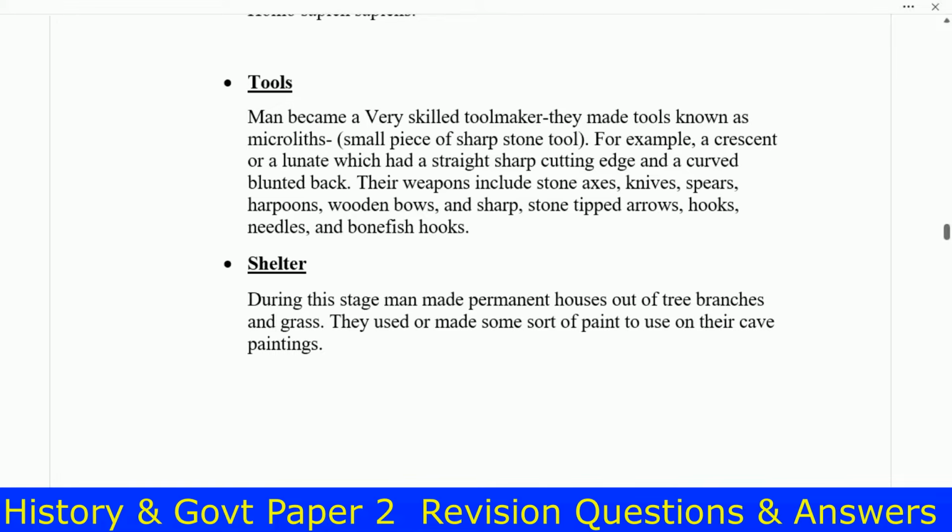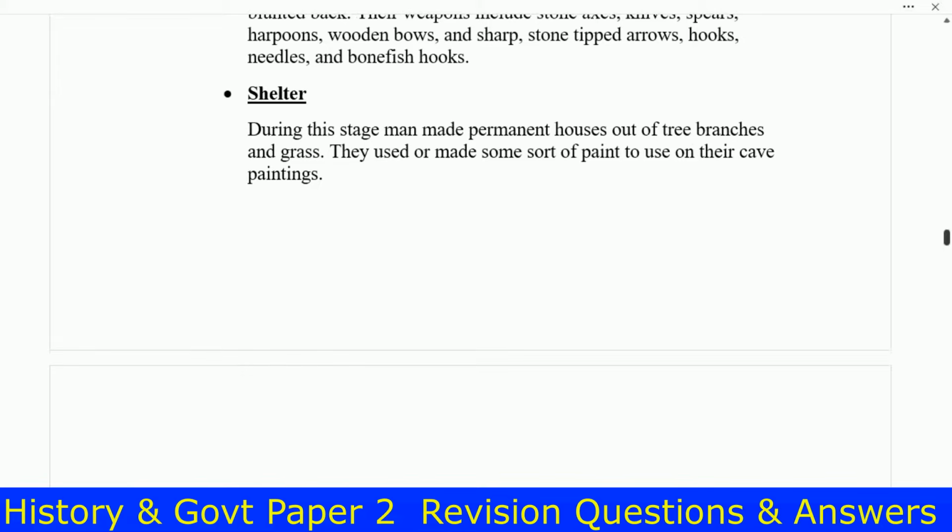Their weapons included stone axes, knives, spears, harpoons, wooden bows, and sharp stone-tipped arrows, hooks, needles, and bone fish hooks. Shelter in the New Stone Age: during this stage, man made permanent houses out of tree branches and grass. They also made some sort of paint to use on their cave paintings.